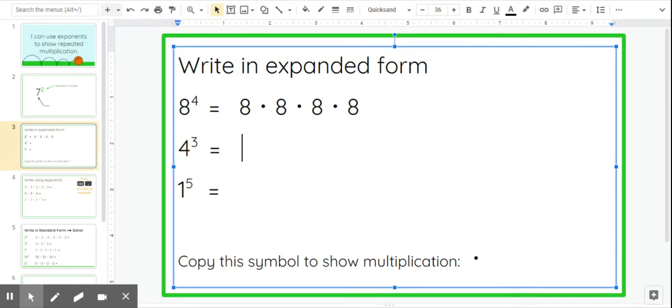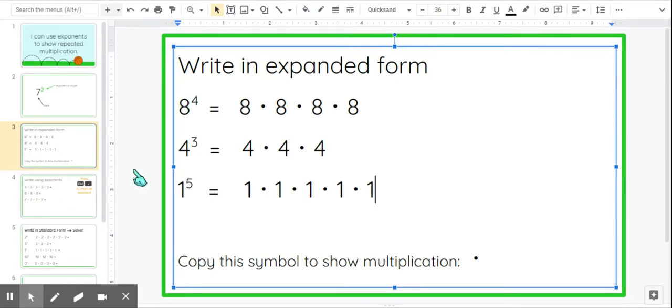Okay, so for this next one, it's 4 times itself 3 times. So that would be 4 times 4 times 4. And for this next one, it's 1 times itself 5 times. So I have 1 repeated 5 times. 1 times itself 5 times.